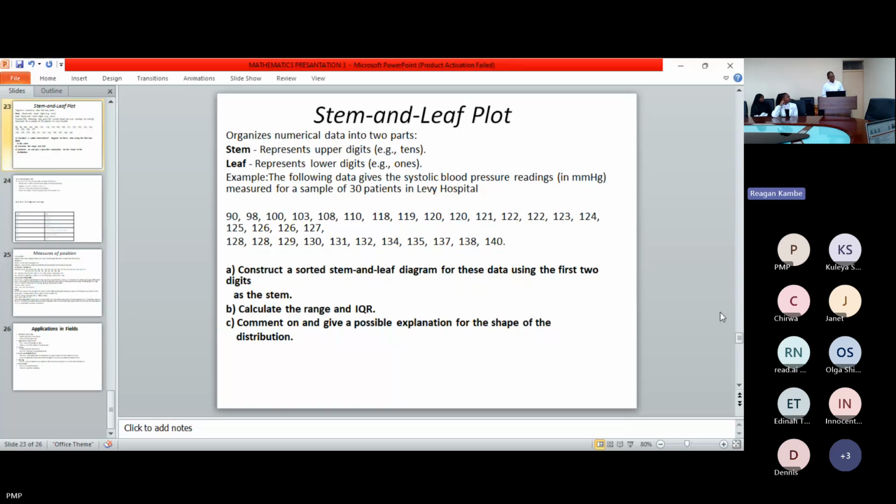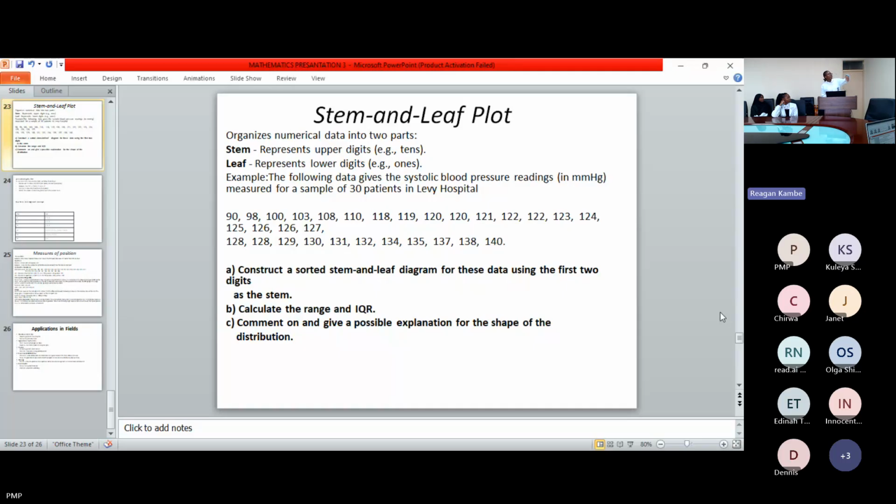The stem and leaf plot organizes numerical data into two parts, which are the stem and the leaf. The stem represents the upper digits, and the leaf represents the lower digits. And then this is an example.